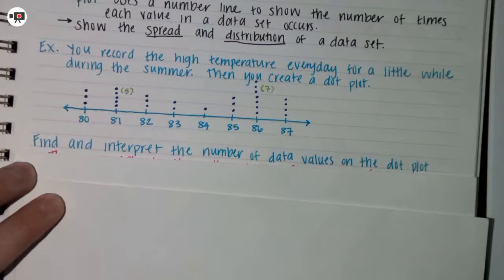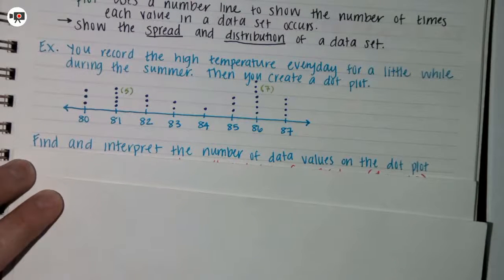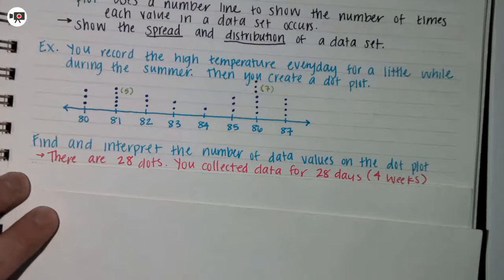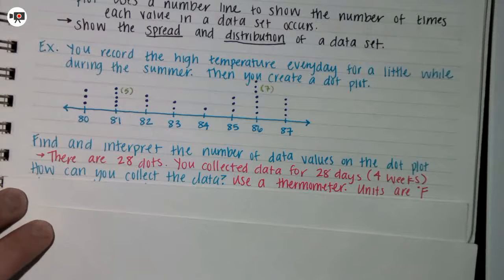Find and interpret the number of data values in the dot plot. If you count all those little dots, you would see that there are 28 dots, so that means that you collected data for 28 days, which is 4 weeks. How can you collect the data? You can use a thermometer, and the units are in degrees Fahrenheit.